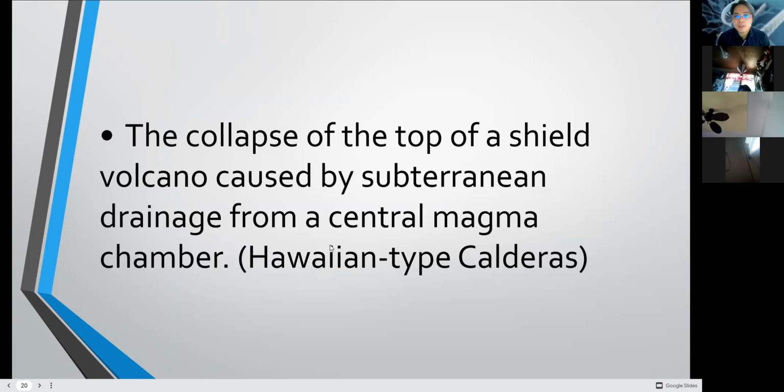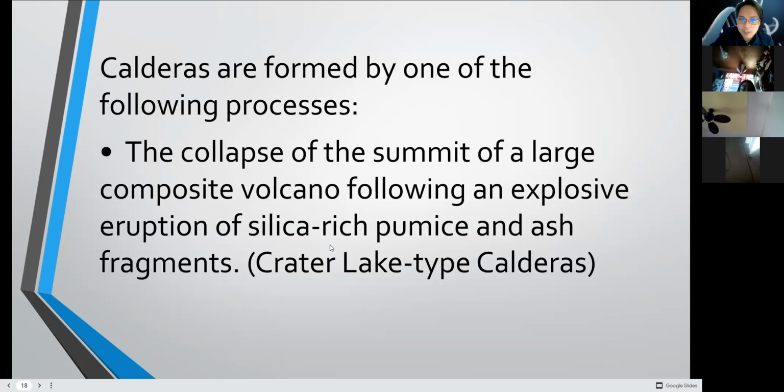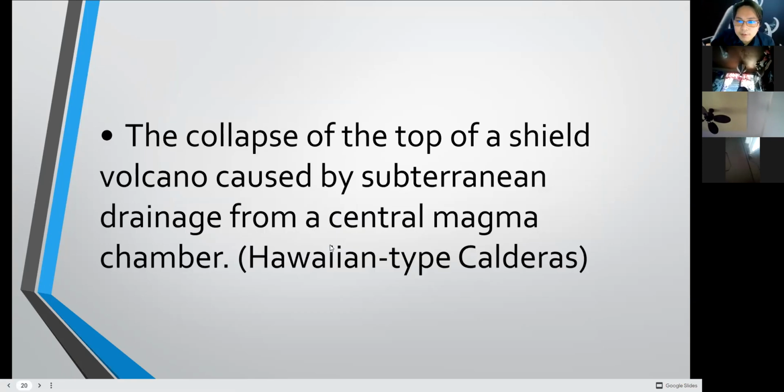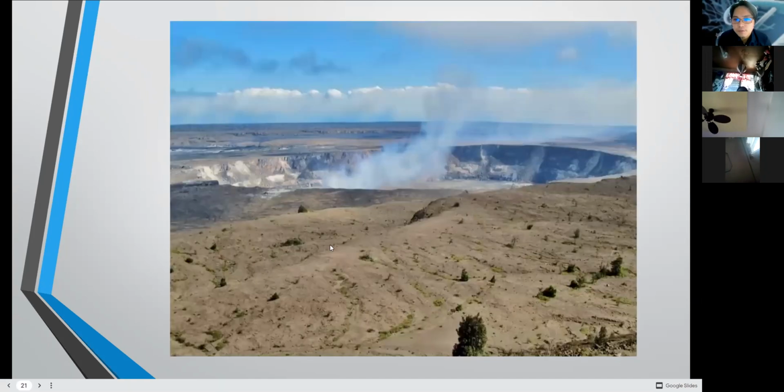This is the summit of a composite volcano doing an explosive eruption and removing its summit or a large part of it. The second one is the collapse of the top of a shield volcano, caused by subterranean drainage from the central magma chamber. One good example is the Hawaiian type caldera. Again, the temperature here is quite hot or warm.